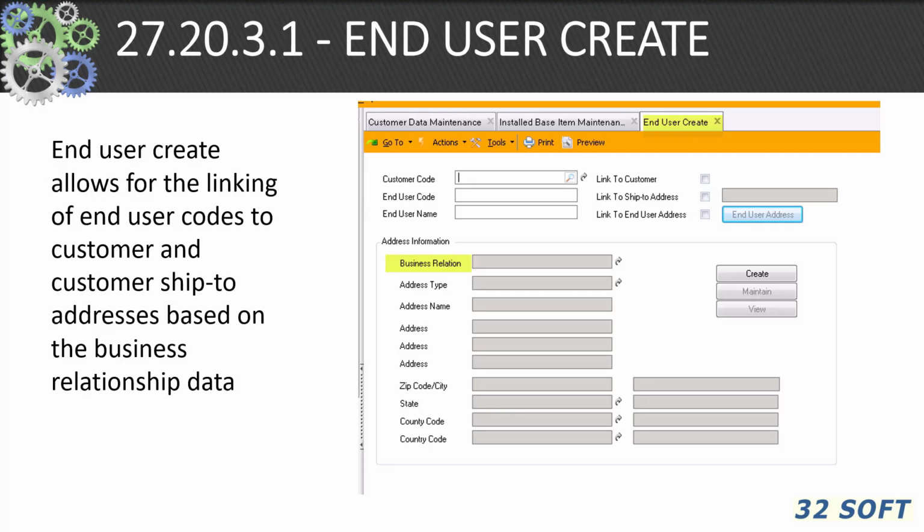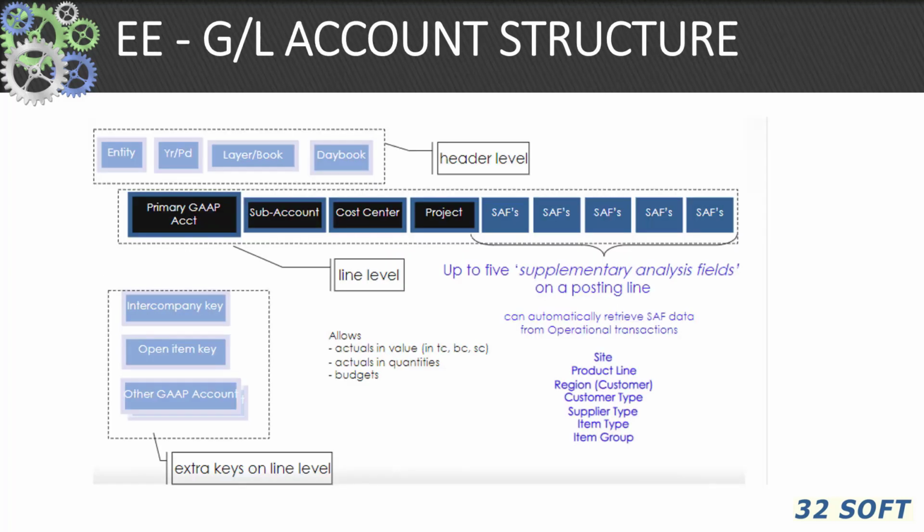And then the 27.20.3.1, for those of us who use service and support, this allows you to create end user records and tie them to end user codes, customer and ship to codes based on their business relationship data. The accounts in QAD follow the primary account, sub-account, cost center, and project format, along with 5 SAF codes that can be associated to each one of those records.